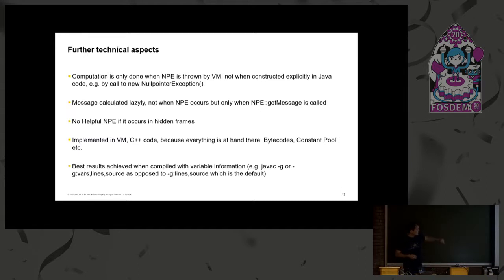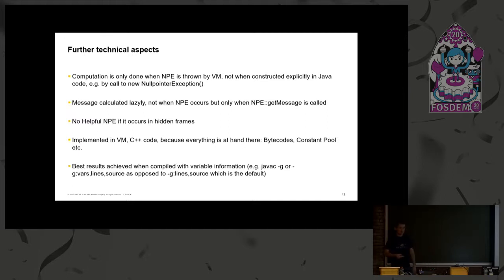We are also talking only about the messages generated by the VM itself. It's also possible to do a new null pointer exception, construct an exception, but then the developer knows what he's doing. He would probably also enter a meaningful message already. So we won't capture this.